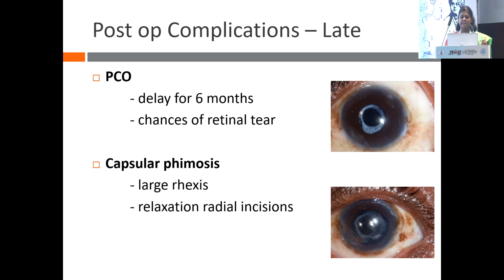Late complication, these patients are again prone for posterior capsular opacification, but do not attempt NdYAG capsulotomy because the chance of retinal tear is very high, and wait for 6 months before you are planning a NdYAG capsulotomy. Capsular phimosis, as we said earlier, if you have done a large rexis, usually there won't be cocooning of the capsule. But if the patient had developed one, then you can give relaxing radial incisions to reduce the cocooning.